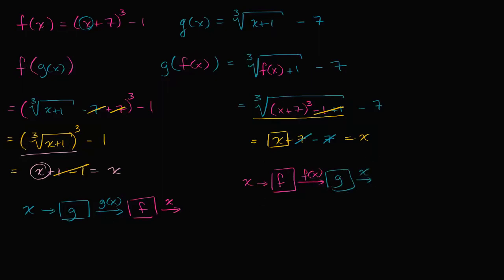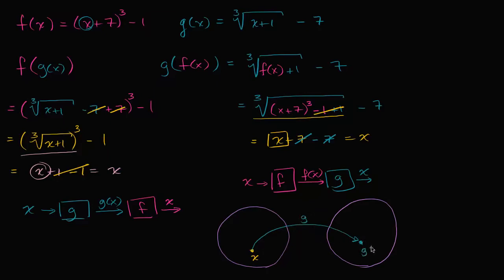Another way to think about it: these are both composite functions, and one way to think about it is, if these are the set of all possible inputs into either of these composite functions, and these are the outputs, you are starting with an x. I'll do this case first. g is a mapping from x to g of x. So the function g maps from x to some value g of x. And then if you apply f to this value, to g of x, you get all the way back to x. So that is f of g of x.